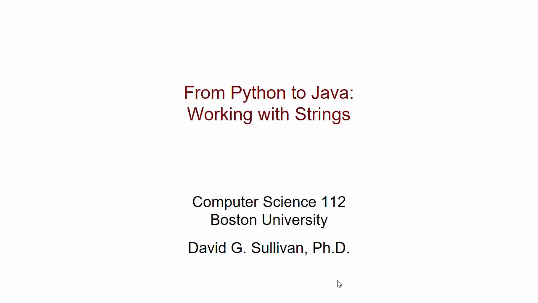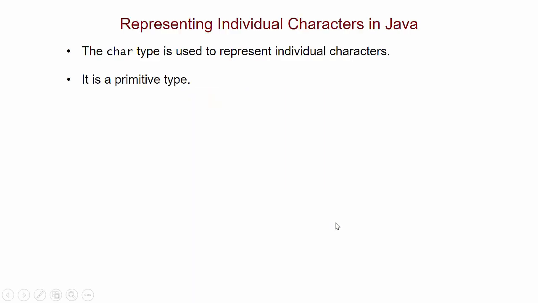In this video, we're going to see how the process of working with strings in Java compares to that same process in Python. But first, I need to tell you about a new type in Java. It's called the char type, C-H-A-R, and it's used to represent individual characters in Java. It's a primitive type, which means it's not an object type. It's not a reference type.